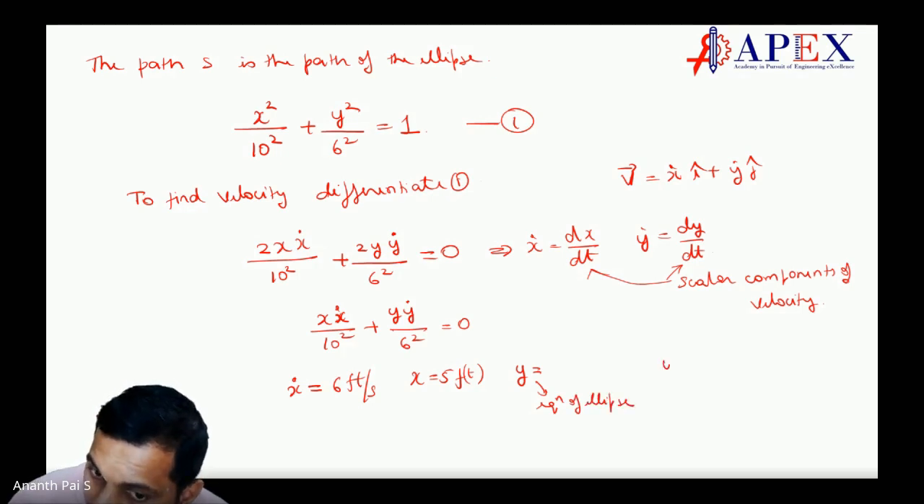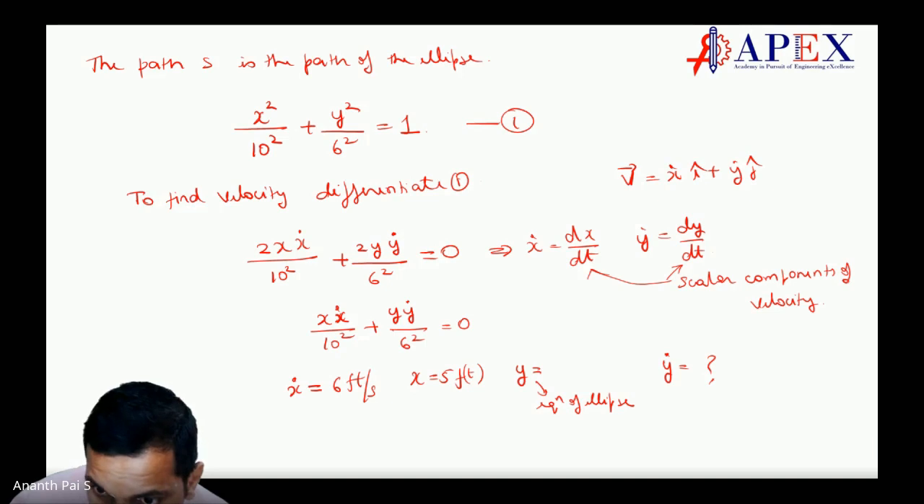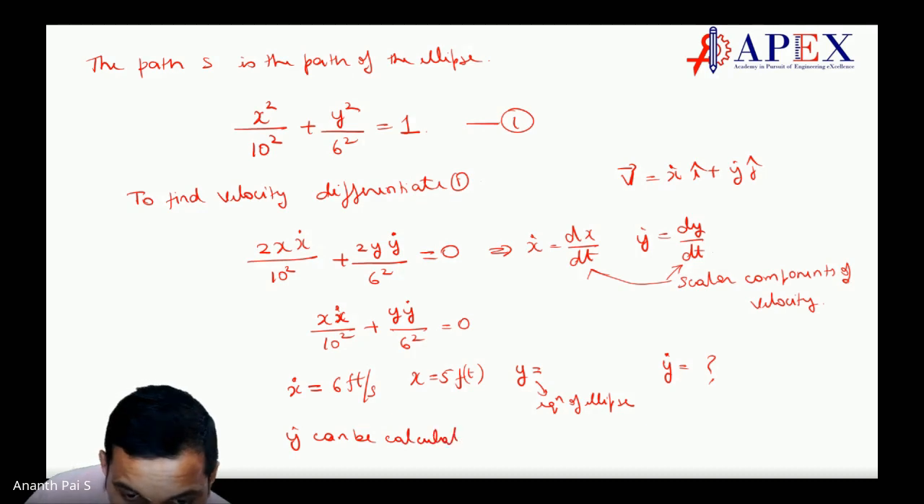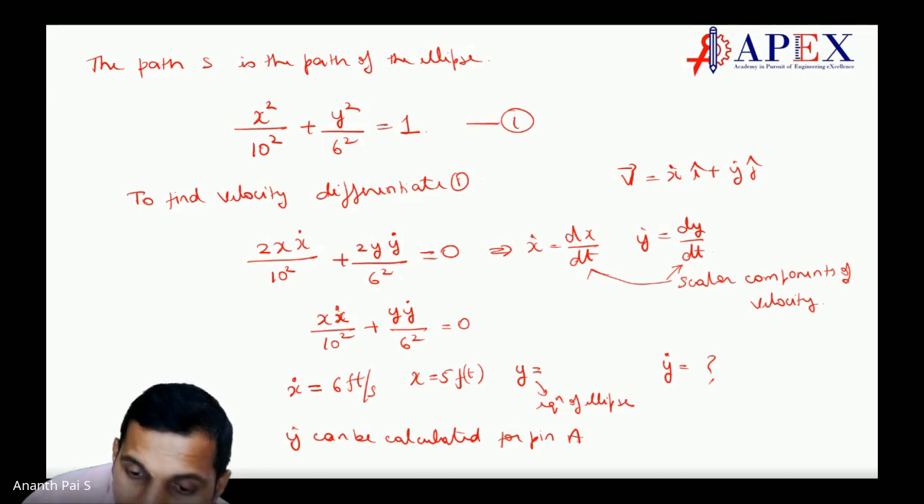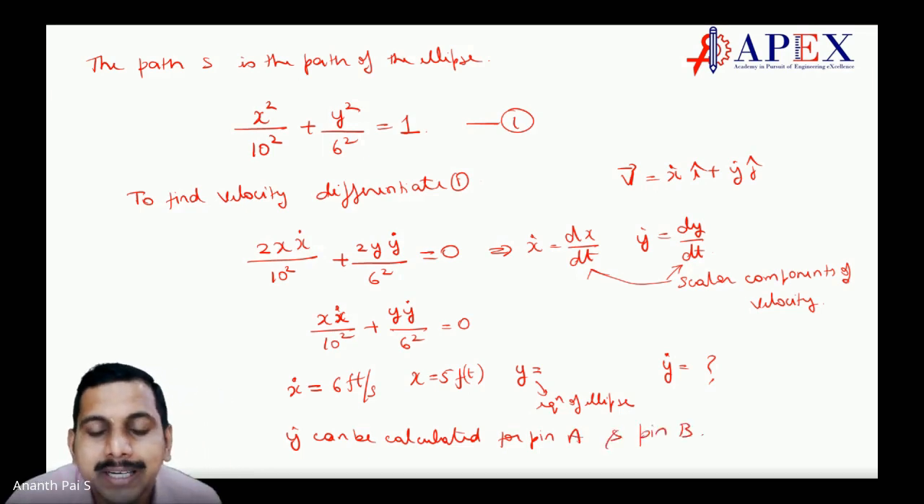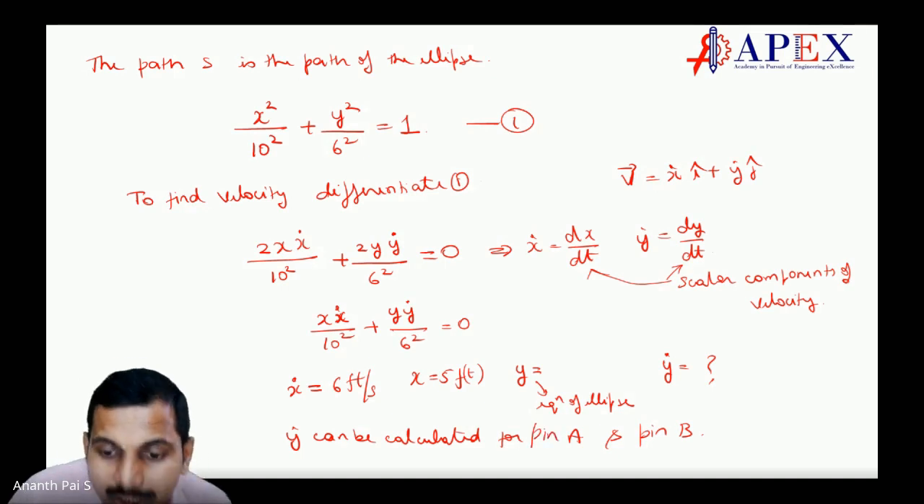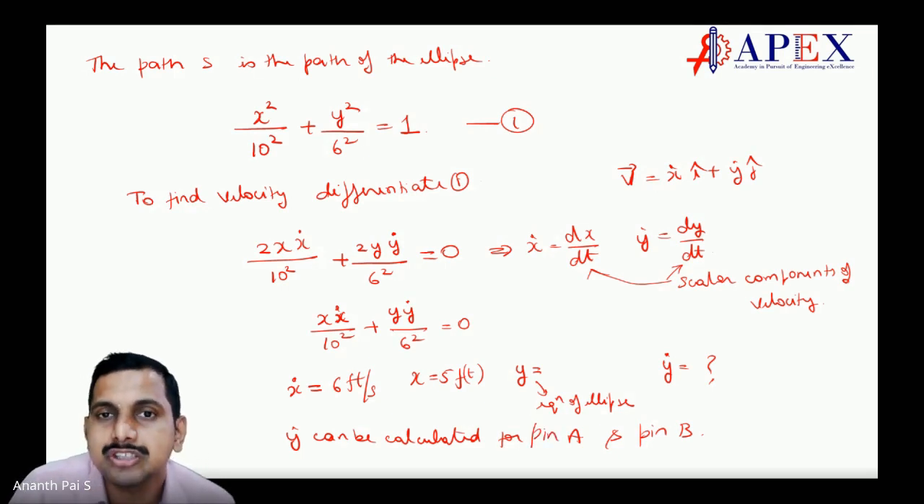Okay, what is y dot? That has to be seen. This y dot can be calculated for pin A and pin B, because we are worried about the particle, right? So let us understand what the velocity is. Let us calculate the velocity of pin A and the velocity of pin B.